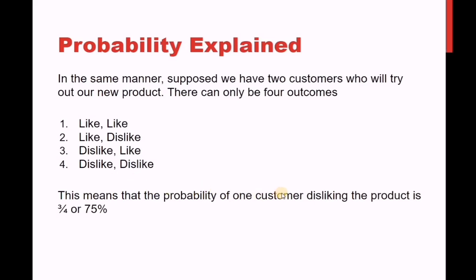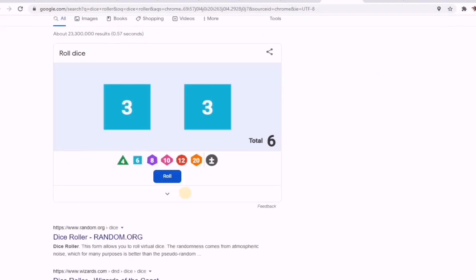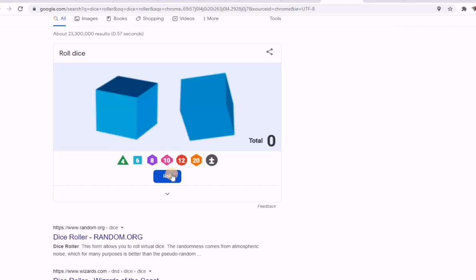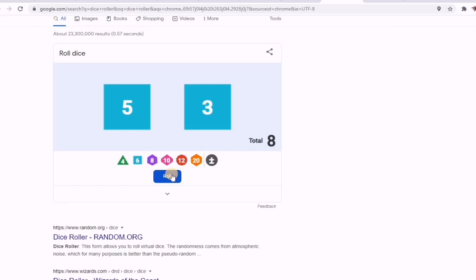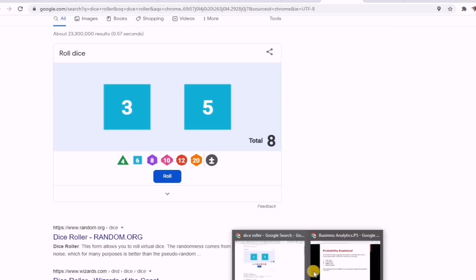So what this means is that the probability of one customer disliking the product is 3/4 or 75%. We can actually demonstrate this using a random dice rolling app if you don't have the actual dice. Okay, so we can roll it as many times as we want, and the assurance of getting the outcome we want is not guaranteed. Okay, we can expect that, but it's not guaranteed. So there.